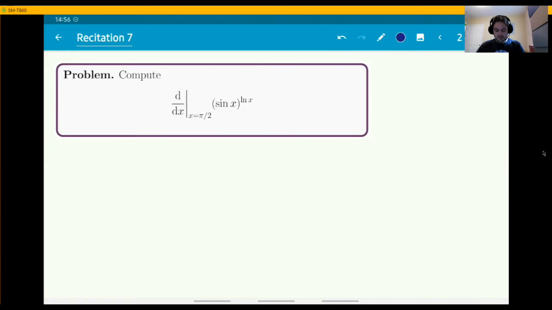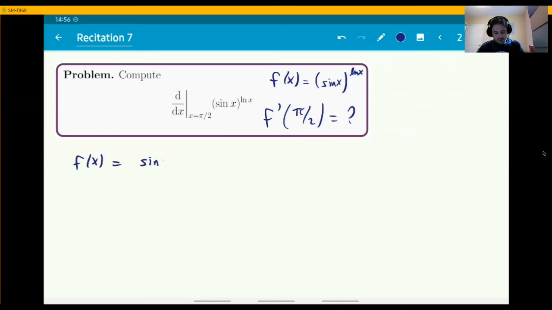So this problem is secretly just asking if f of x is the function sine x raised to ln x, then what is f prime of the number pi over 2? This is just yet another way to use a notation for this number. So okay, let's find f prime. Well, if f of x is sine x raised to ln x, you know that when you have tower functions like this, what you have to do is take the log on both sides, which is going to cause this exponent to go down in front of the log. So ln x times ln of sine x.